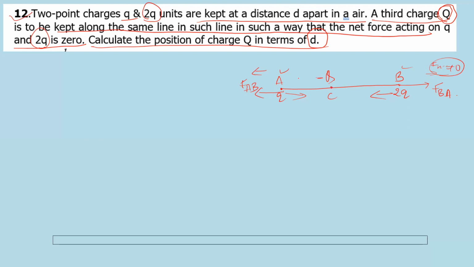So I will place a negative charge. So that when there is a negative charge, this charge will be attracted toward this. That is, this force on q due to minus q will be in this direction. And similarly, the force on the charge 2q due to the minus q will be in this direction. This is the force on 2q due to q. This is how we can write.